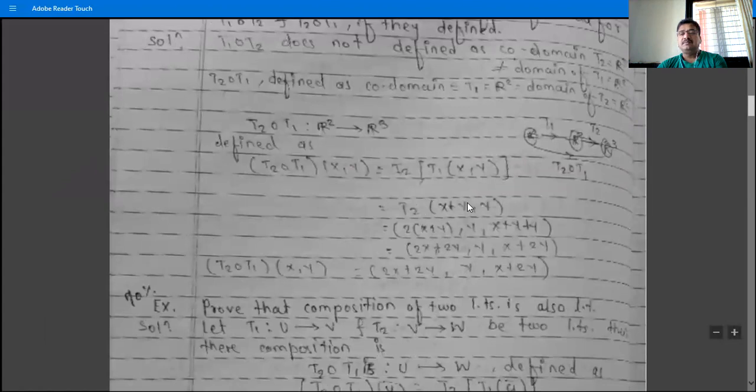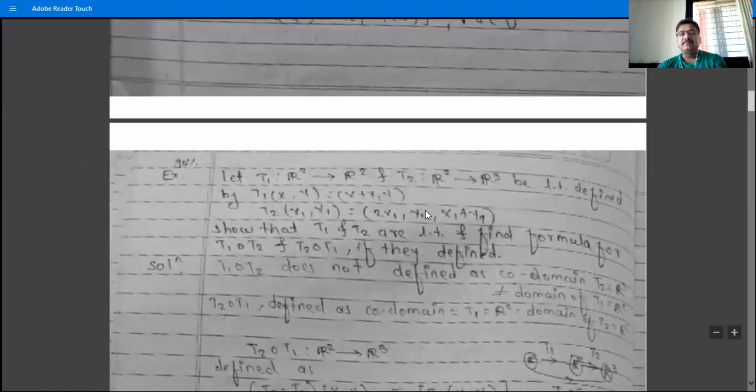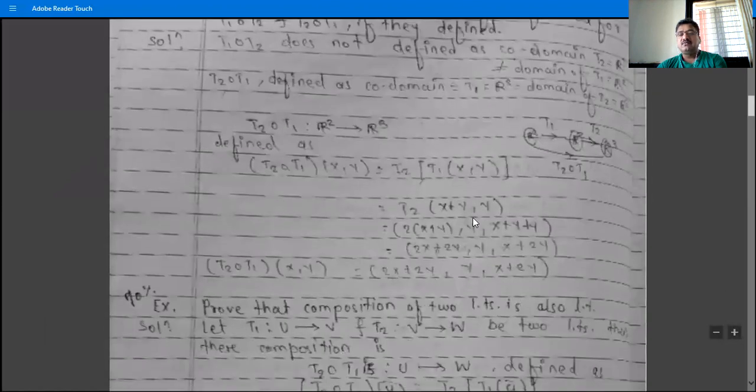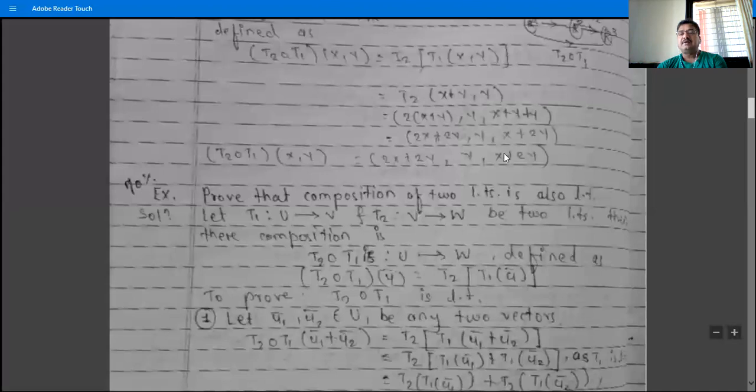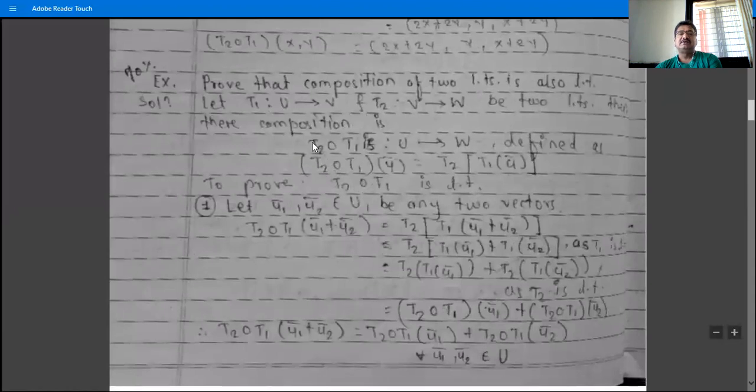So T2 of (X plus Y, Y) is (2 times (X plus Y), Y, (X plus Y) plus Y), addition of these two, and that is (2X plus 2Y, Y, X plus 2Y). This is the formula for T2 circle T1 of (X, Y): (2X plus 2Y, Y, X plus 2Y). So these examples are important. Find the formula for T2 circle T1 and T1 circle T2.